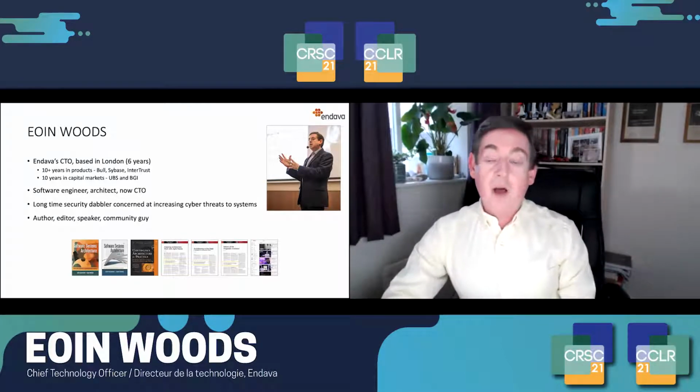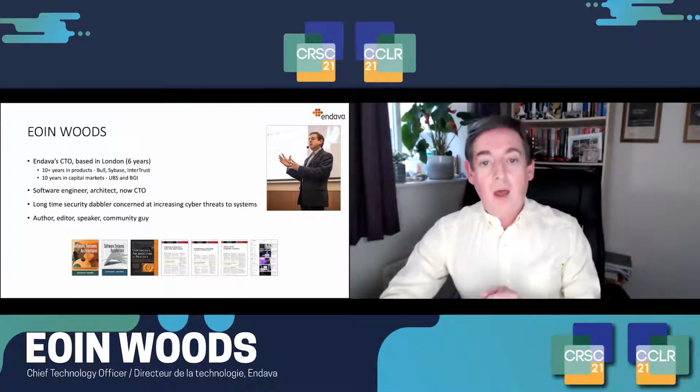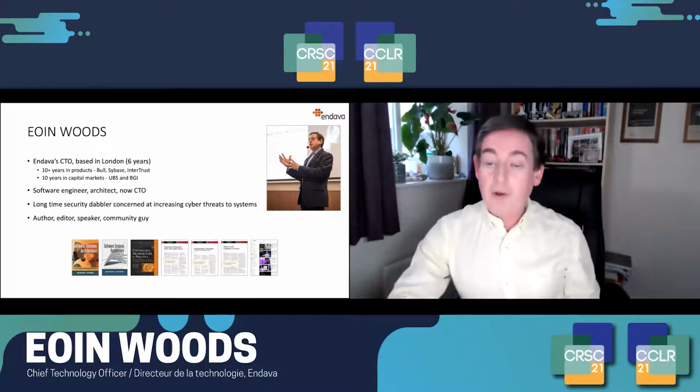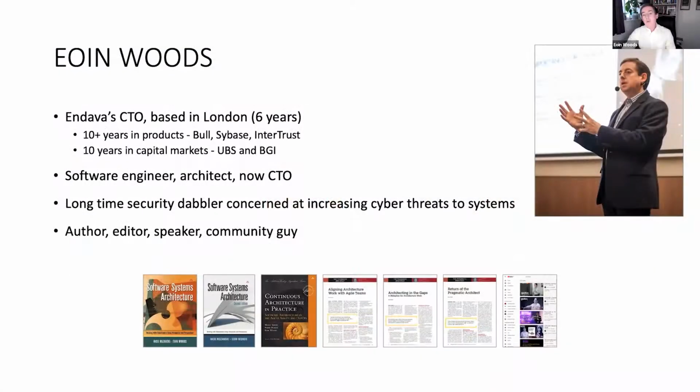And before Endava, I've been doing software quite a long time. I spent about 10 years building software products. That's where I got interested in security. And then I moved into capital markets, people like big banks, and they're also pretty interested in security. So I've done quite a bit of it over the years. But I've always been a software engineer. I started as a software engineer and became an architect, and now I'm a CTO. But I've always been dabbling in security.